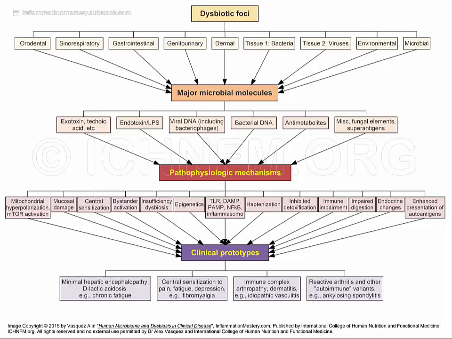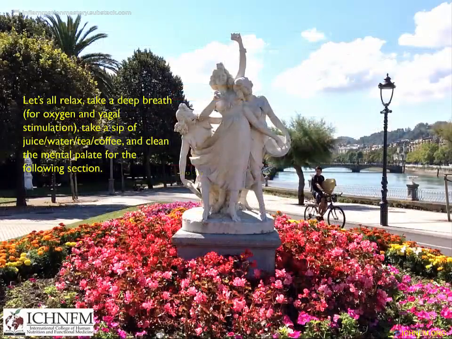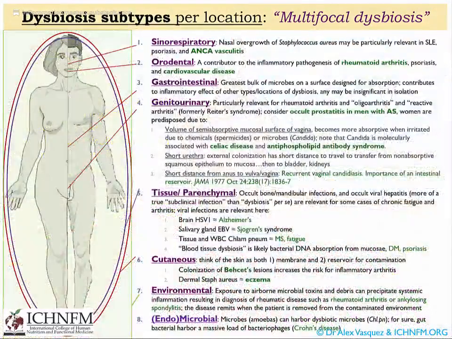This slide concludes our quick summary and reintroduction, and now let's all take a deep breath and get ready for today's new information. What we're going to focus on today is dysbiosis by location. I've shown you this diagram before, and we're going to begin this process in a head-to-toe manner, starting with cynorespiratory and orodental, gastrointestinal, genitourinary, parenchymal, or tissue. Very interestingly, I just saw a new article on blood dysbiosis again today, then cutaneous, environmental, and endomicrobial.